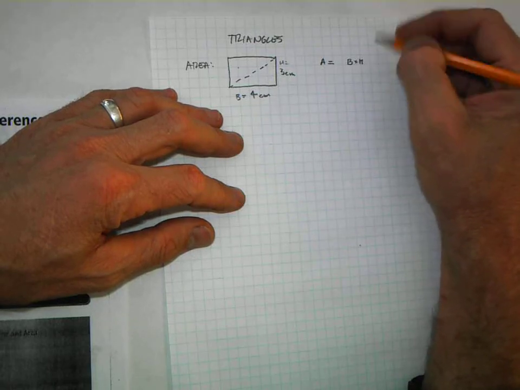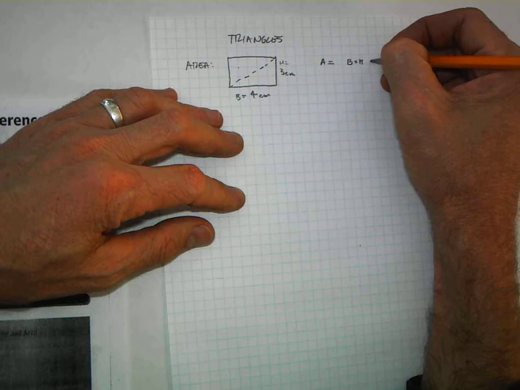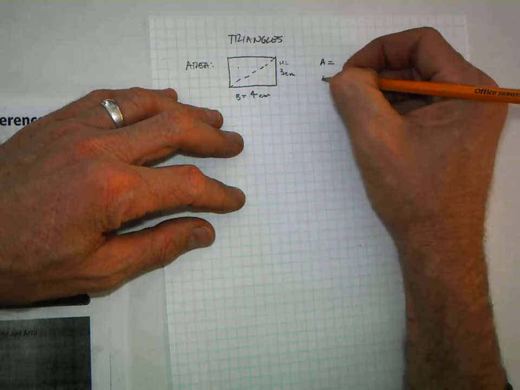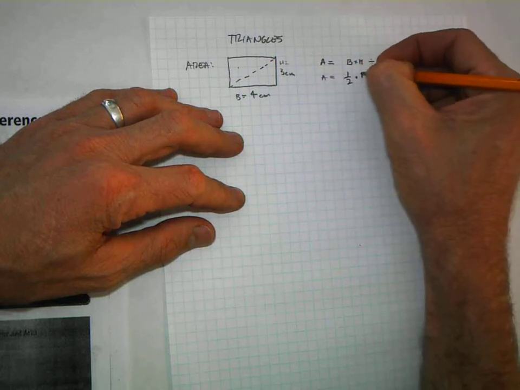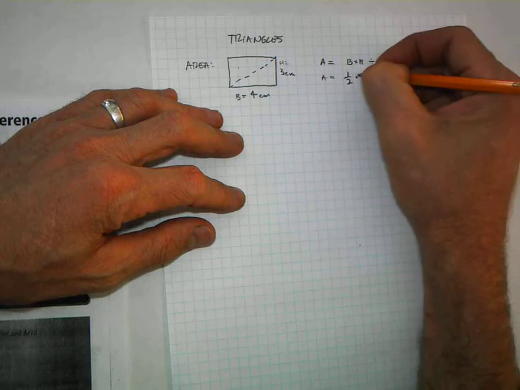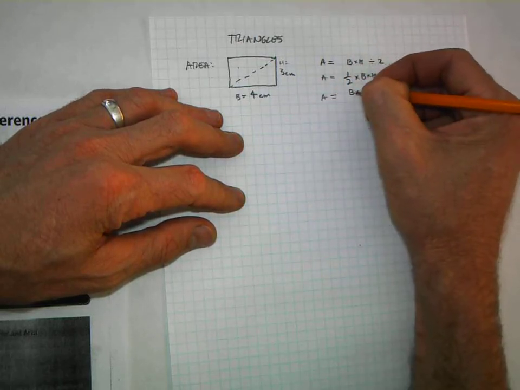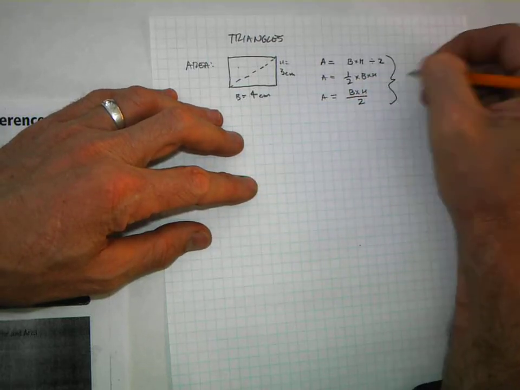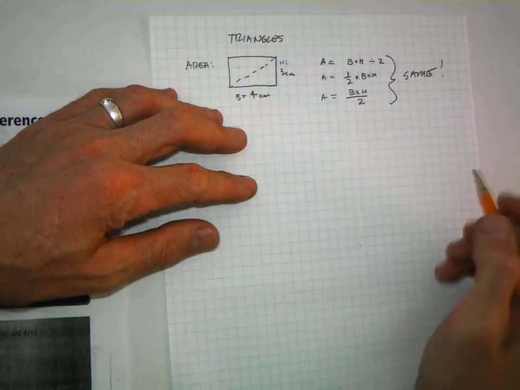Okay, so there's several ways to write that. I'll write it several ways. Here's base times height divided by 2. Or I'm going to write it like this. Area equals 1/2 times base times height. Or area equals base times height divided by 2. All the same. Okay?